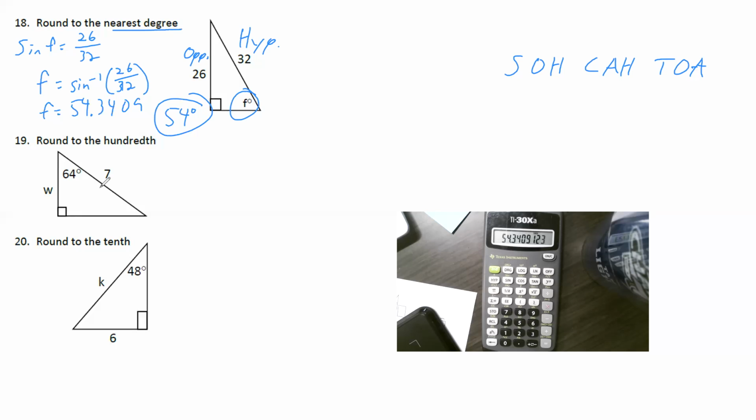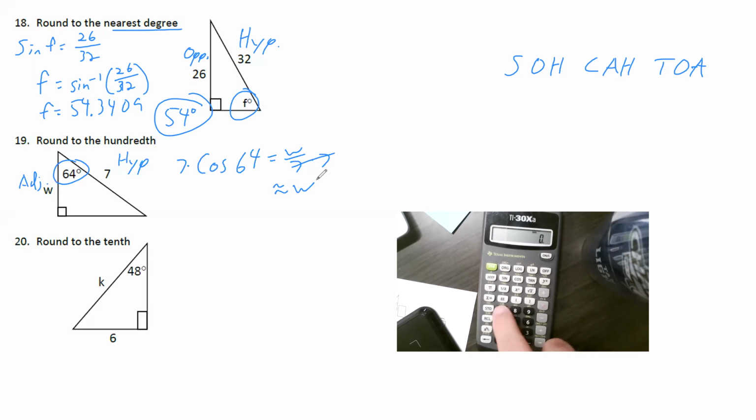All right, round to the nearest hundredth on the next one. They give us the angle this time. We're trying to find W. Well, these 2 pieces, we have the hypotenuse and we have the adjacent. Hypotenuse and adjacent, that is cosine. So cosine of 64 equals adjacent over hypotenuse. So multiply the 7 off the bottom. Now cross off from that side. And this will actually give us our answer already.